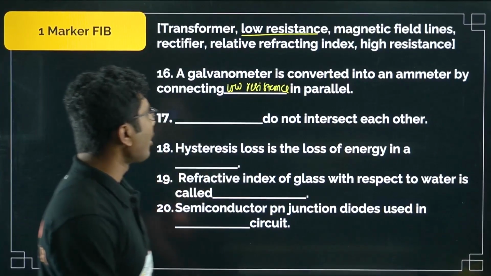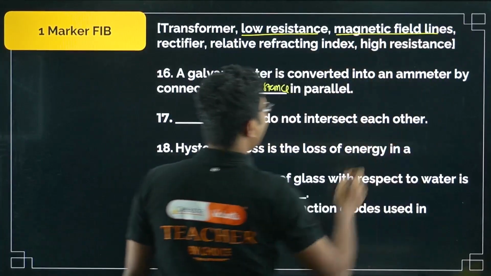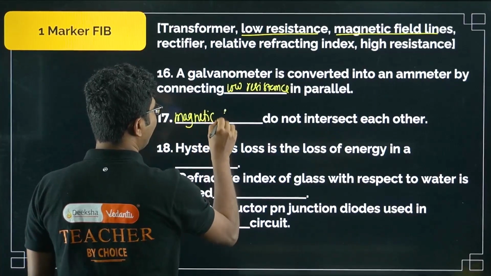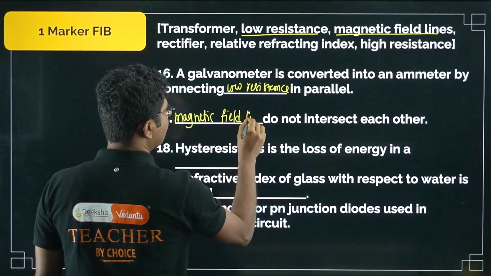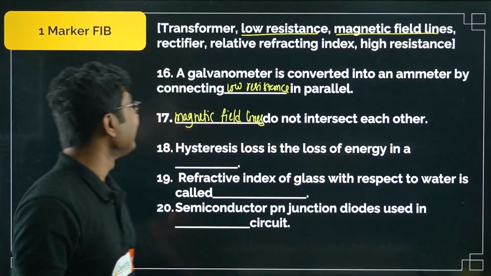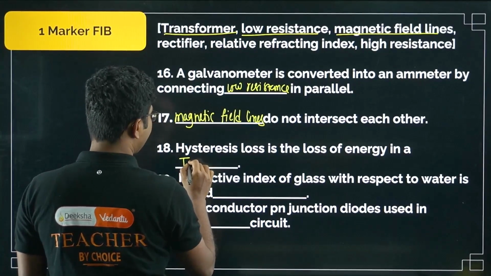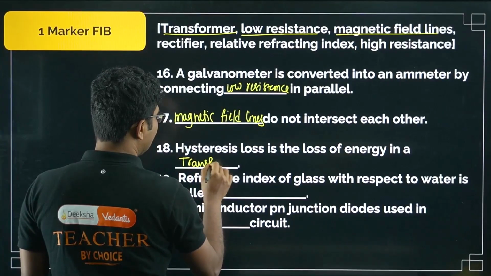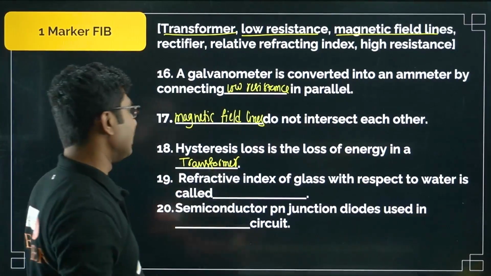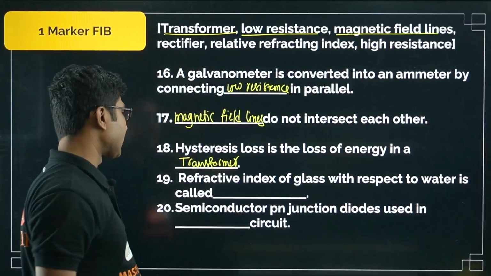Next: dash do not intersect each other. We know that magnetic field lines do not intersect each other. So the answer will be magnetic field lines, right? Now, hysteresis loss is a loss of energy in a transformer. Hysteresis loss is a loss in a transformer, nothing else. I told you in my electromagnetic induction chapter that it might come. This is one of the types of losses in a transformer.